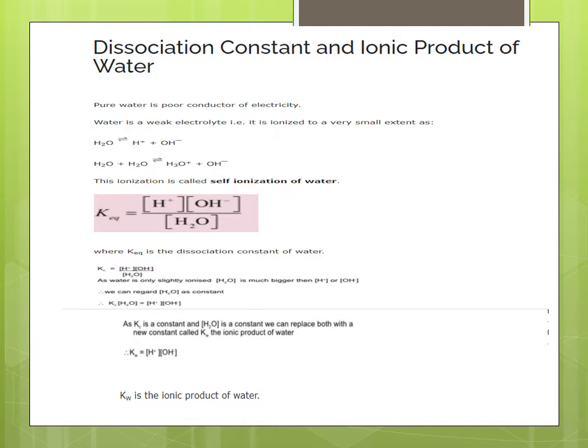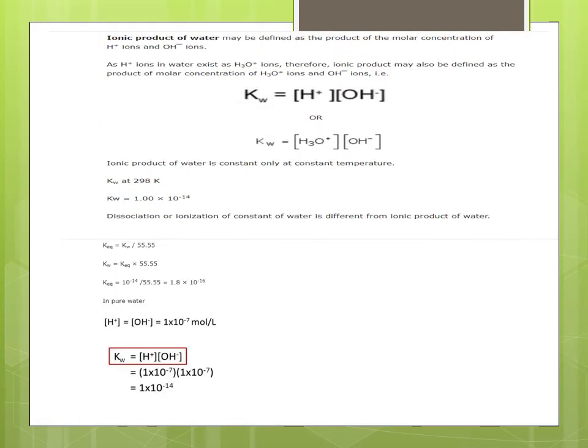So, K times molar concentration of water equals molar concentration of H+ times molar concentration of OH-, as K is a constant and molar concentration of water is also constant. So, both terms can be replaced by Kw, where Kw is the ionic product of water, and Kw is equal to molar concentration of H+ times molar concentration of OH-.